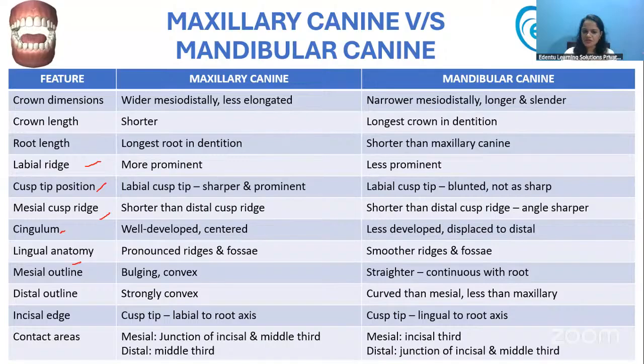Okay. Then the contact areas are also different. At the mesial, it will be the junction of the incisal and middle third, whereas for the mandibular canine, it is the incisal third. And distally, it is the middle third for the maxillary canine, whereas it is the junction of the incisal and the middle third for the mandibular canine. Okay, so whatever we had discussed in this session is all converged into a nutshell in this slide. So you know the differences between the maxillary and the mandibular canines.